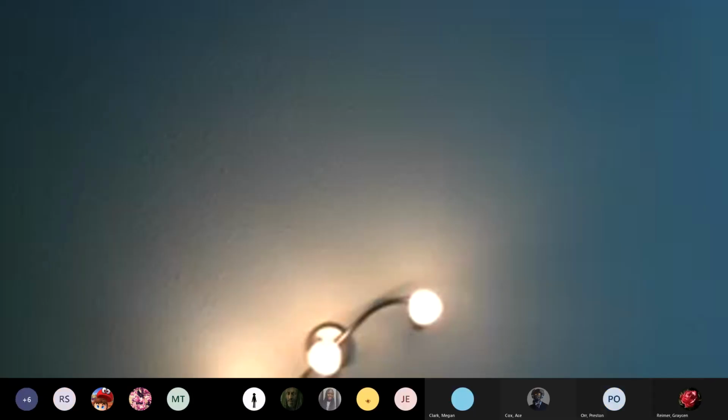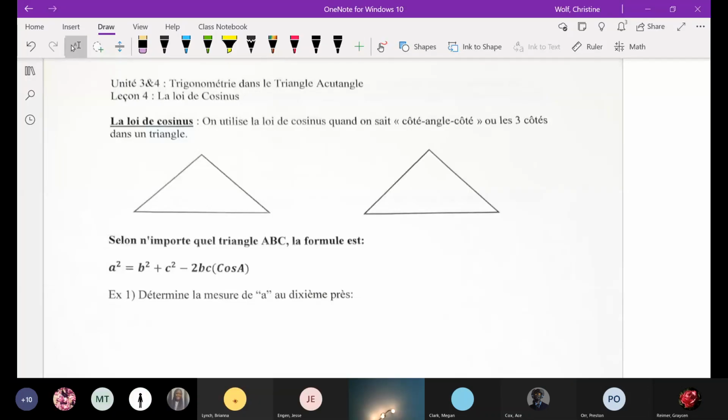Il y a deux cas de triangle où on va utiliser la loi de cosinus au lieu de la loi de sinus. OK? On utilise la loi de cosinus quand on sait côté, angle, côté. Ce que ça veut dire, imagine que vous avez un triangle avec l'information donnée ici: 4 cm là, 7 cm là, et vous savez que l'angle ici est 43. Ça, c'est un cas où vous savez un côté, un angle, and then un autre côté. It's like an angle sandwich. The angle is sandwiched between two sides.